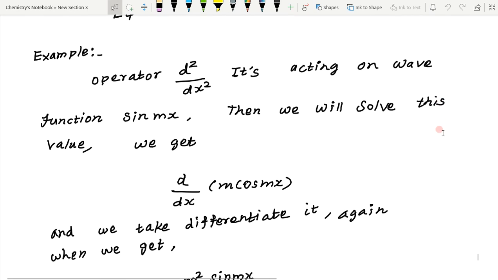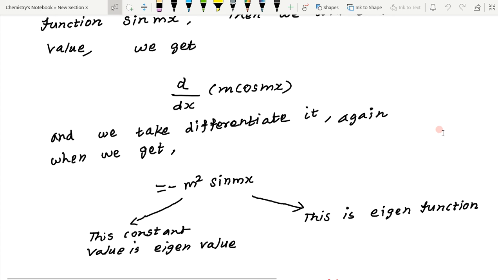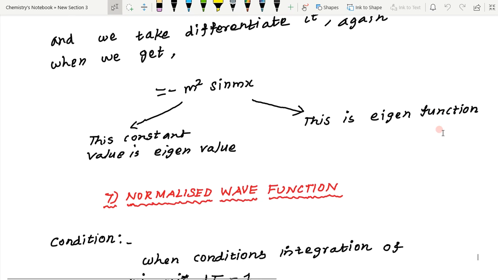For example, operator d square by dx square acting on wave function sin mx. Then we solve this and get d by dx of sin mx equals m cos mx, and we differentiate it again, which gives equal to minus m square sin mx. On the left side, this constant is the eigenvalue, and on the right side, this is the eigenfunction.